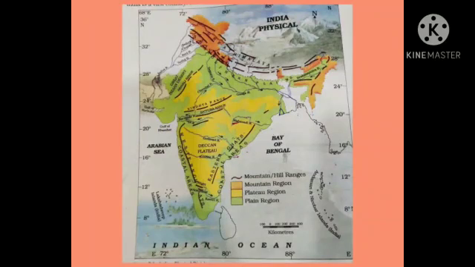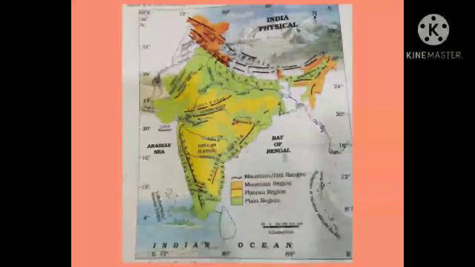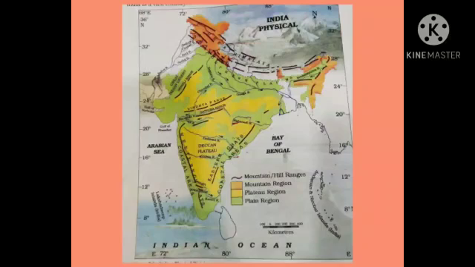Peninsula means land surrounded by water on three sides. For example, India is surrounded by Bay of Bengal, Arabian Sea and Indian Ocean. So that's why India is also called peninsula. Southern India is called peninsula.